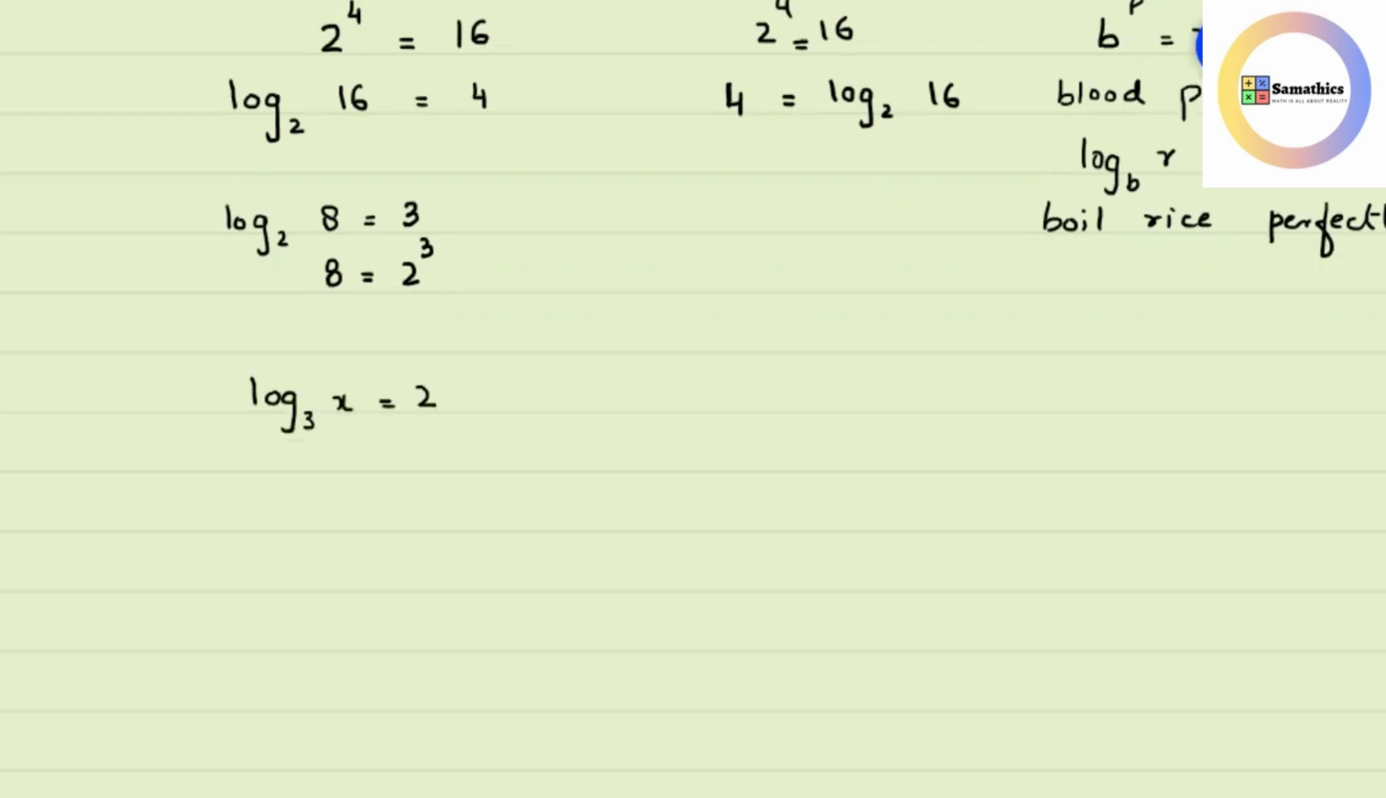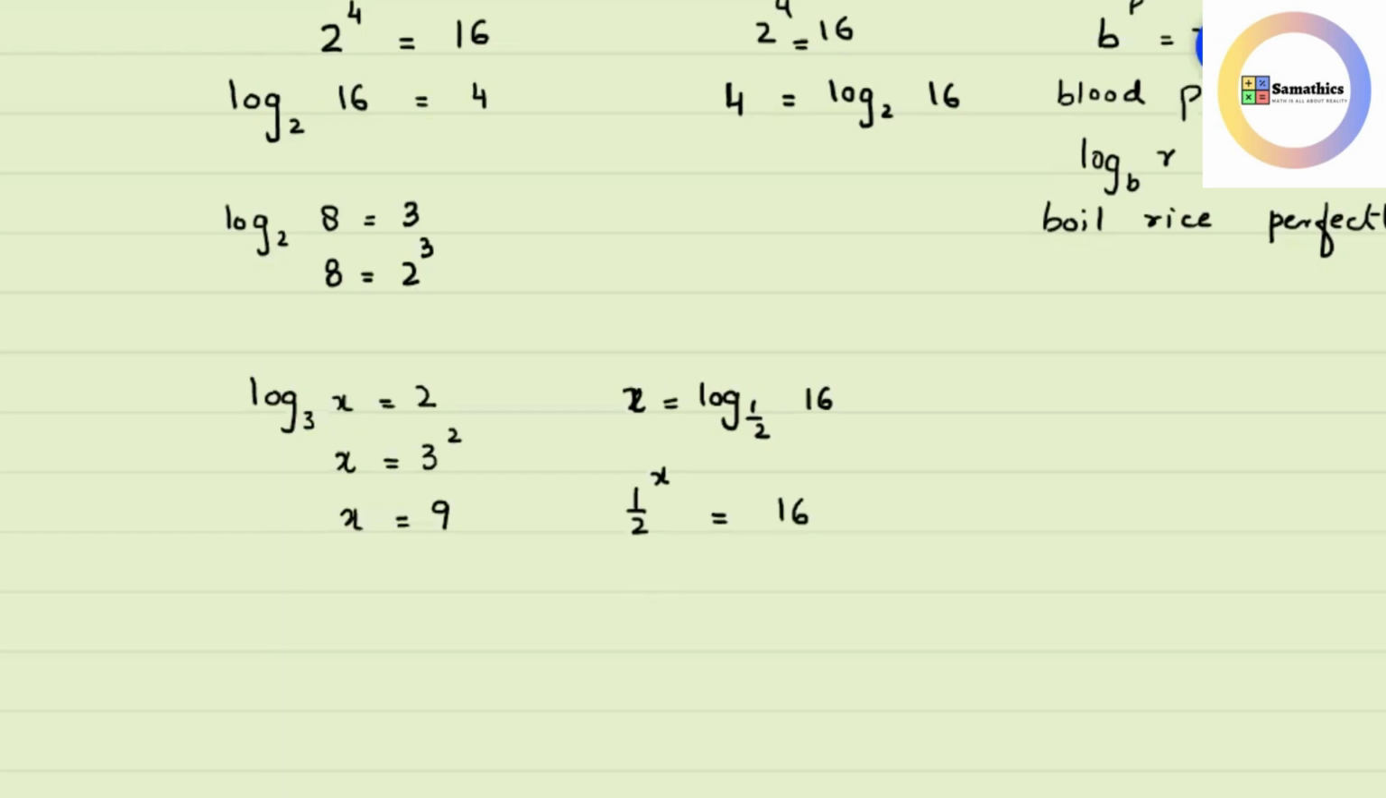So x is equal to 3 power 2, so x is equal to 9. You can easily find the value of x. Now if it is written log to the base 1 upon 2 of 16 is equal to x, it means that this is base 1 upon 2, x is the power, is equal to 16.